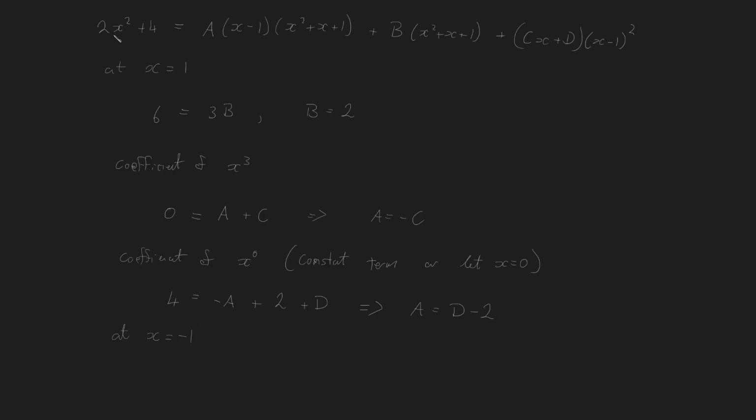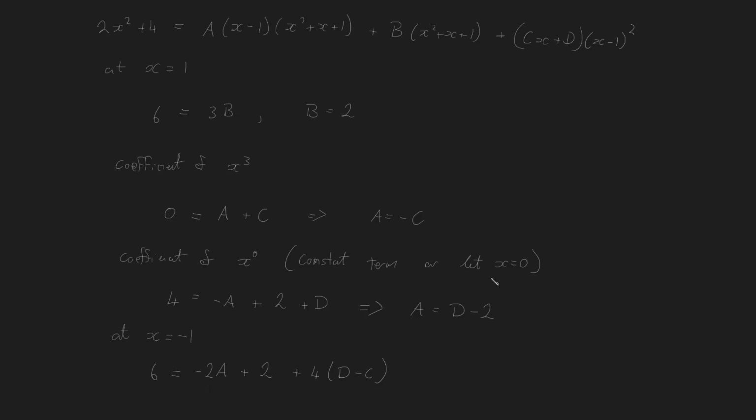X is equal to minus 1, left hand side will give me again 6, 2 plus 4. The right hand side will give me minus 2a, because that irreducible quadratic is 1, plus b, so again plus 2. From the last term, the x minus 1 will be minus 2, so that will give me a 4 times d minus c.